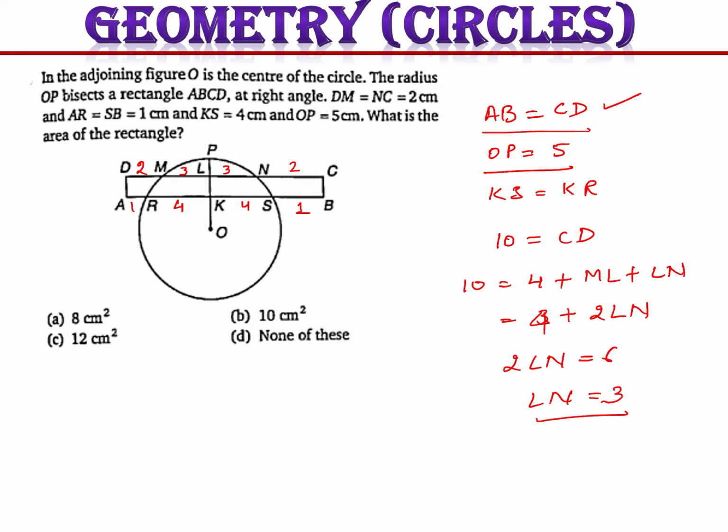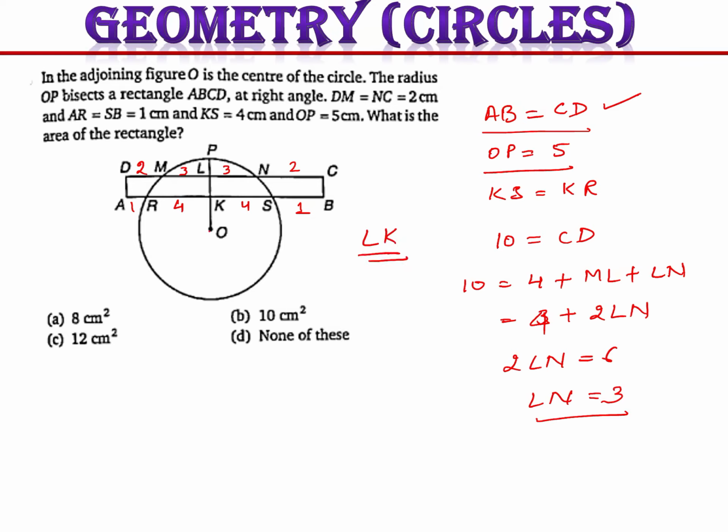Now we have to find the area of this rectangle. What will be the area of the rectangle? So we know the length and the breadth. The length of the rectangle AB and CD, both of them are equal to 10 centimeters. But what you need to find is the width. That means now I need to find the value of LK.